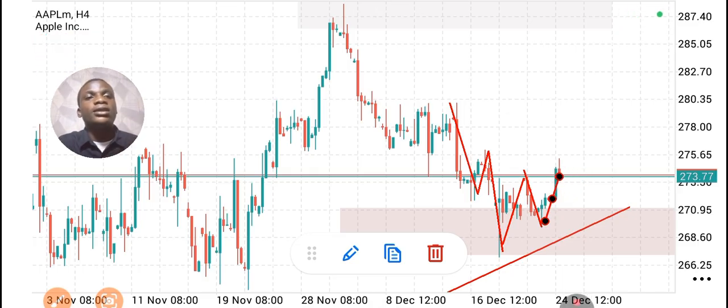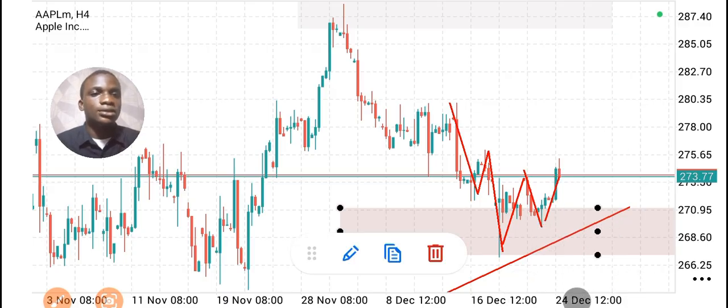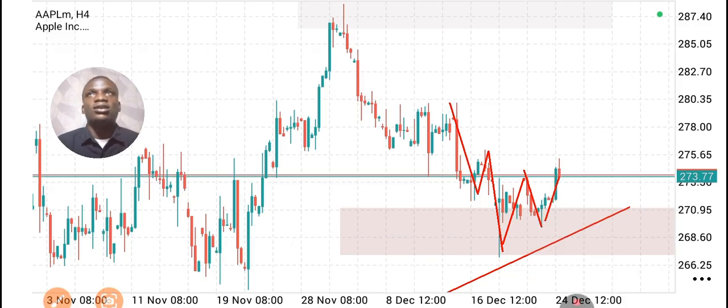If it is a bearish market, it will be a head and shoulder pattern. But since we're anticipating a bullish trend, this pattern now is an inverse head and shoulder pattern, which is a confluence for a bullish market, bullish trend.